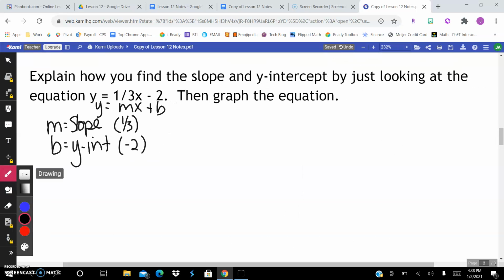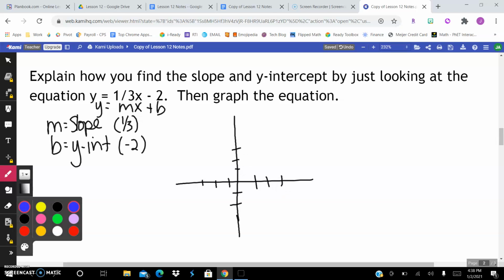And then to graph this, quick drawing here, our y-intercept is negative 2, so on the y-axis we're going to put a dot at negative 2, and our slope is 1/3, so that means we're going to go up 1 and then over 3 to put our second point, and then we connect those dots and we have our graph.